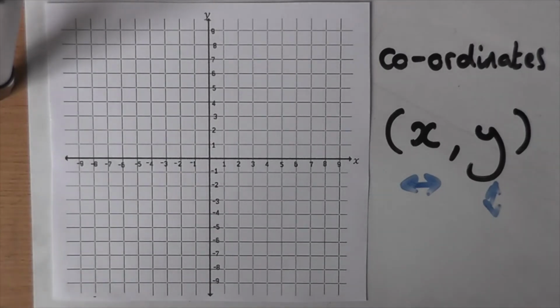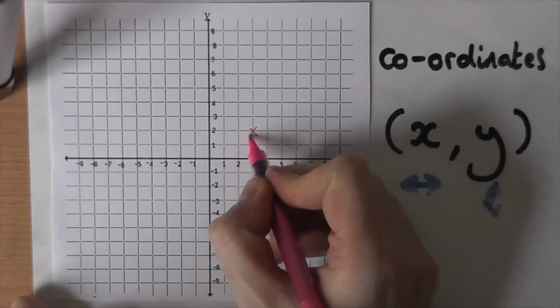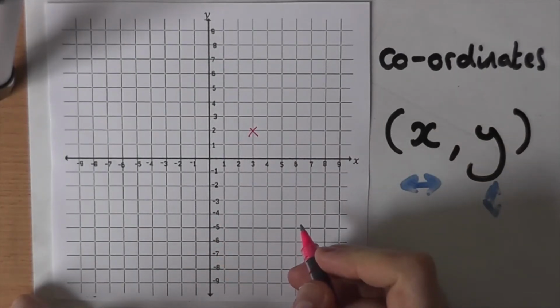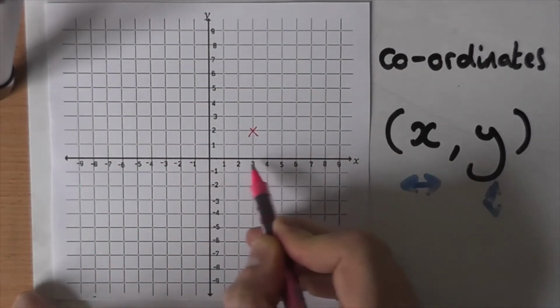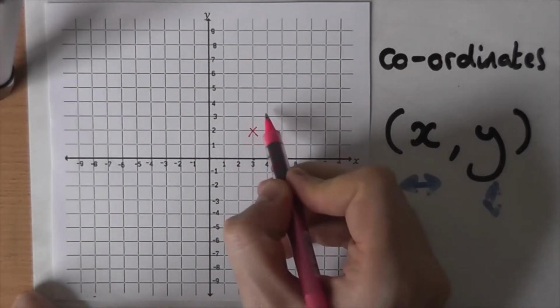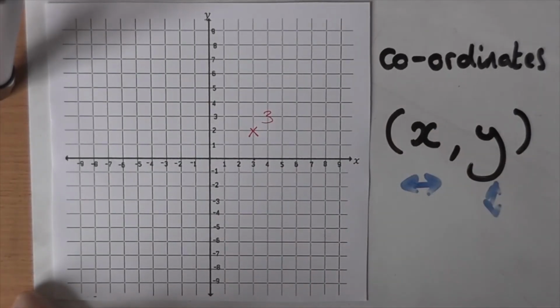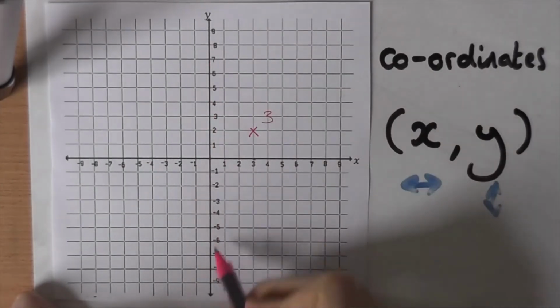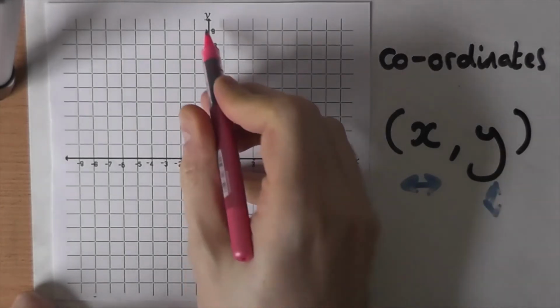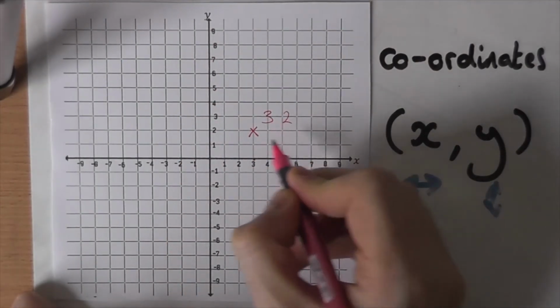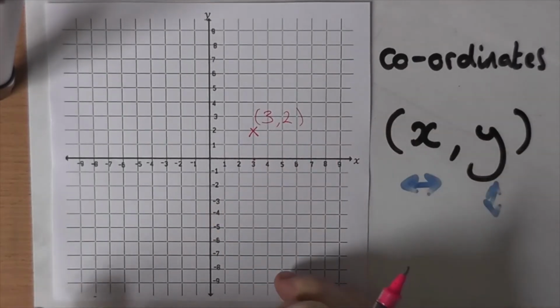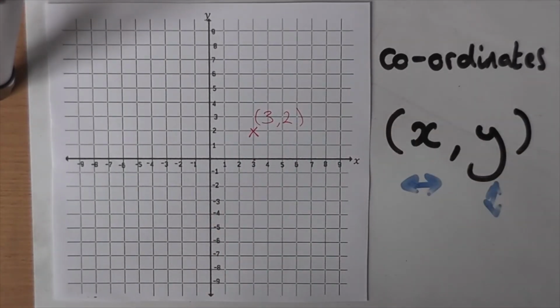For example, if I were to pick out this point here, I would first of all look how far across I am. We're going across. On the across number line, the x number line, I'm at 3. So my x number is 3. And then I look up, and I notice that on the vertical number line, the y number line, I am at 2. So my y number is 2. Put a comma in the middle and then close them in a bracket. And I'm at the point (3, 2).